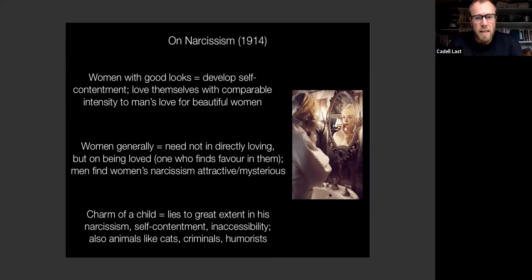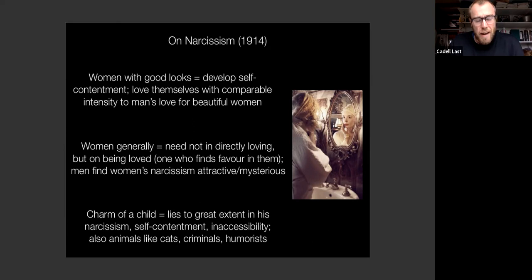He says women generally need not, in directly loving, in other words, directly loving the man, but in being loved, the one who finds favor in them, while on the other side, men find women's narcissism attractive and mysterious. He then goes on to make interesting comments about the charm of a child lying in its own narcissism, self-contentment, and inaccessibility. And I think that's also something that some women give off in this narcissistic tendency as well, this presentation. And again, what Freud is saying men find attractive is that women can find this self-contentment and inaccessibility, or present this inaccessibility, which is attractive.